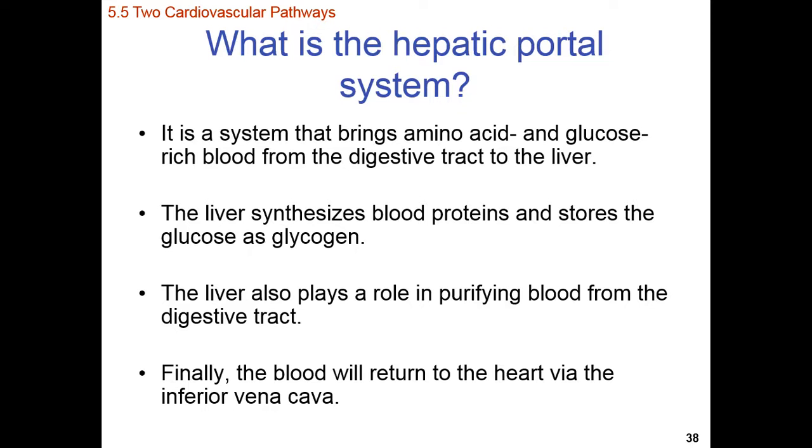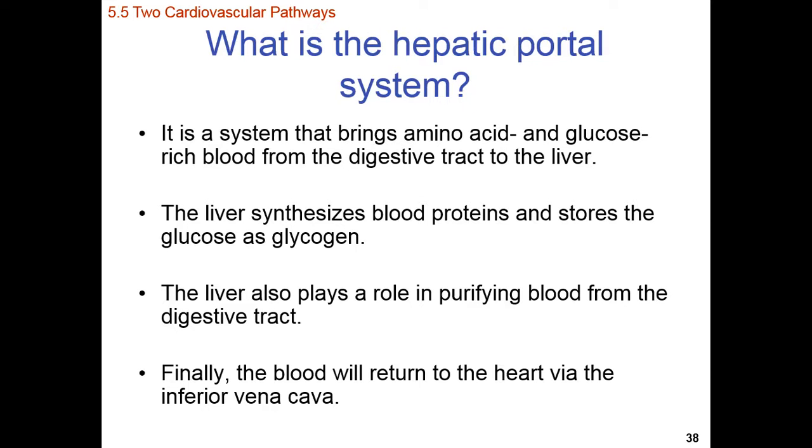Another portion, or subcategory, of the systemic pathway is the hepatic portal system. Our hepatic portal system takes blood from the intestinal tract and sends it directly to the liver. Hepatic, or hept in this context, is a technical term that means liver. So we take the blood from our small and large intestines right after we've absorbed nutrients, and we send that blood and the nutrients it has absorbed to the liver.